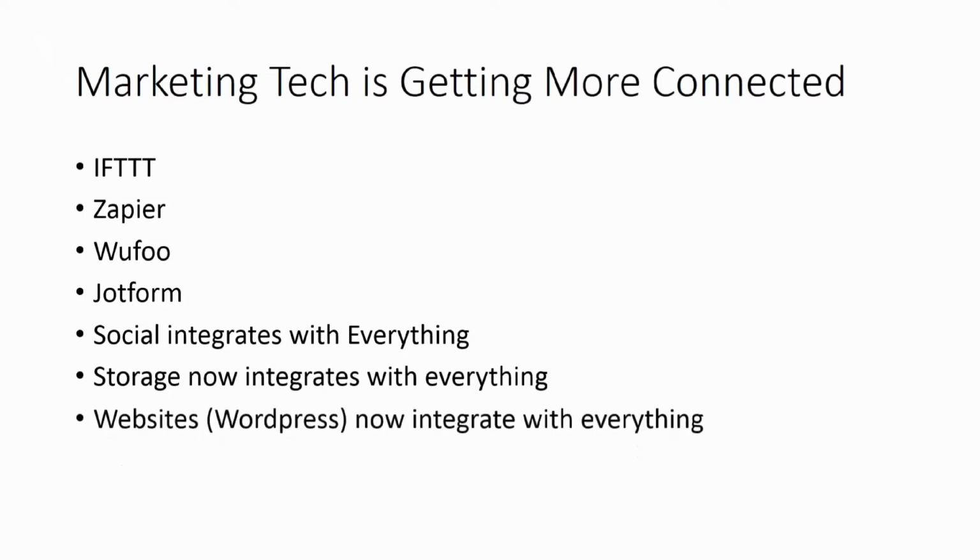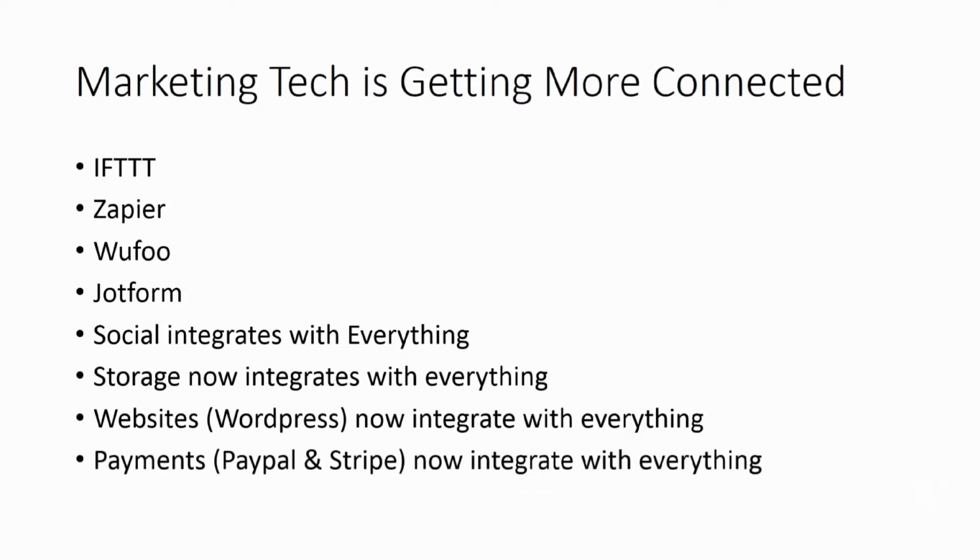You can now use your WordPress website in particular. You can integrate with just about everything that we have talked about. So you can integrate everything. And now you can even integrate your payments, PayPal and Stripe and anything else you use. Some of you probably even use something called Bitcoin. You can do just about anything that you want and integrate and connect these things.